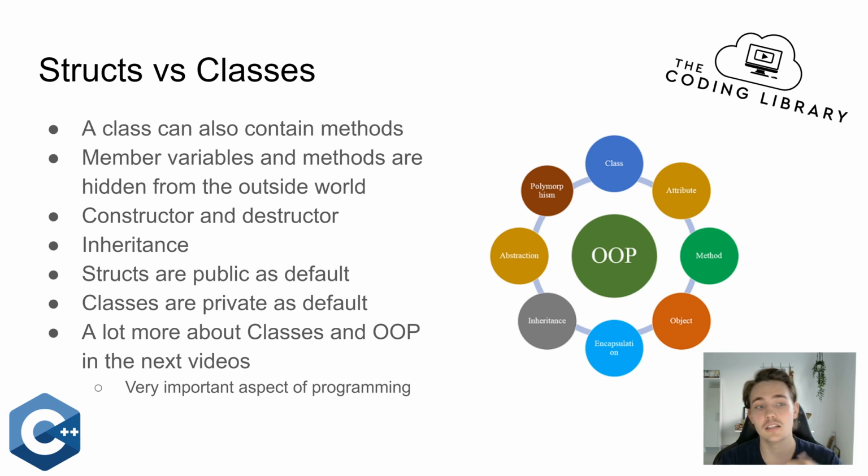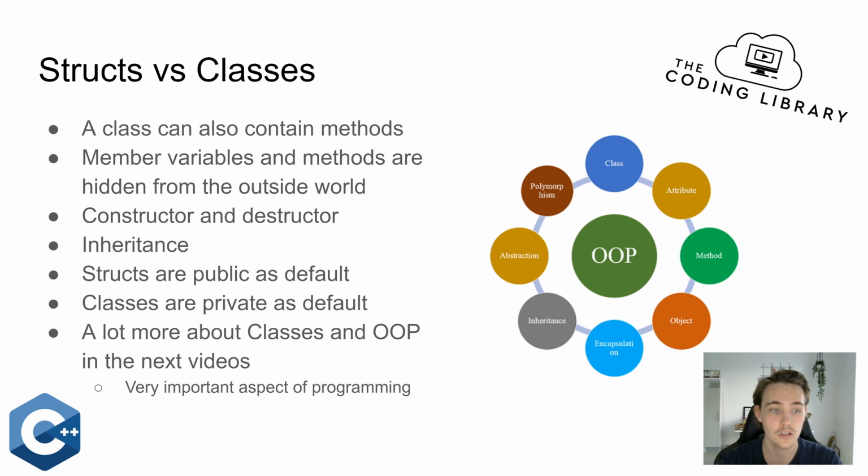So a class can also contain methods, which structs can't. So we can have methods that can be called on our objects. Structures are only for containing data for that structure that we're creating with different kinds of data types. So we can have different kinds of data types, but we can't have methods or functions inside of our structs.